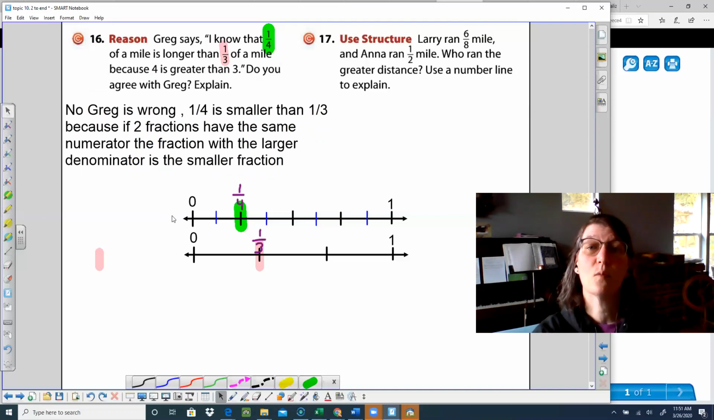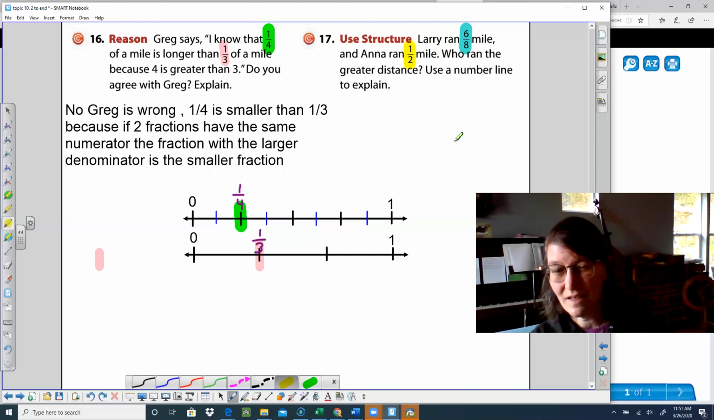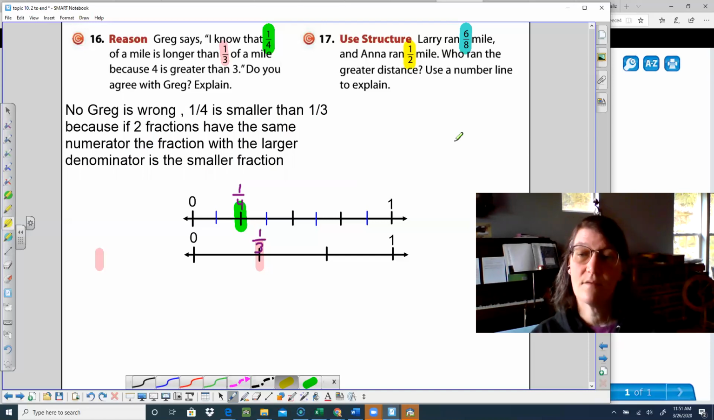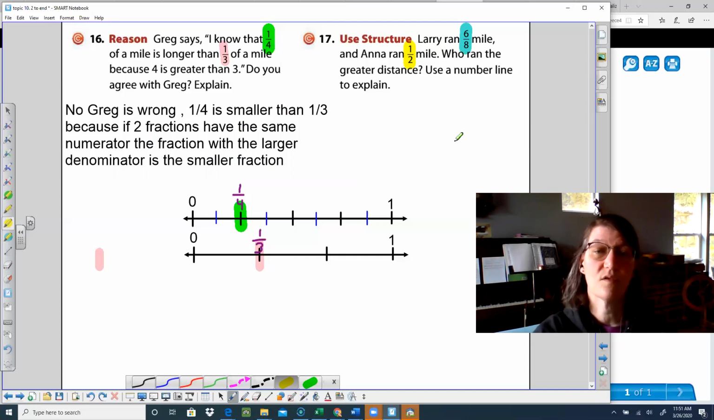So for our next problem, we have Larry running 6/8. I'm going to use a different color. We'll make Larry blue. And Anne ran 1/2 mile. We'll make Anne yellow. So let's mark Anne first because that's a little easier. I know that 1/2 is how far between 0 and 1. So hopefully you're thinking 1/2 is halfway between 0 and 1. So your eyeballs can see that that's about the halfway point. I'm going to label that 1/2.